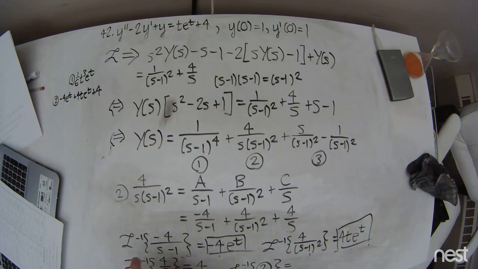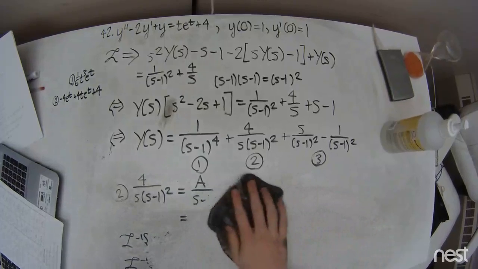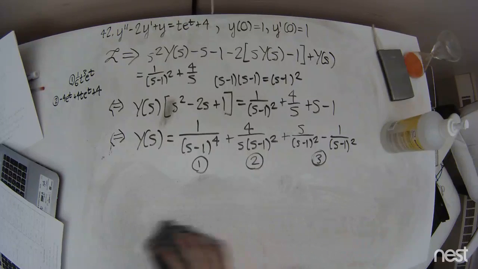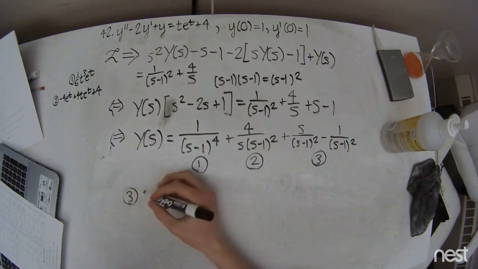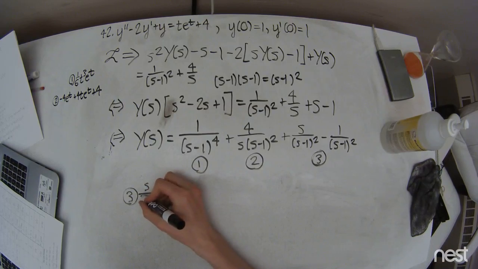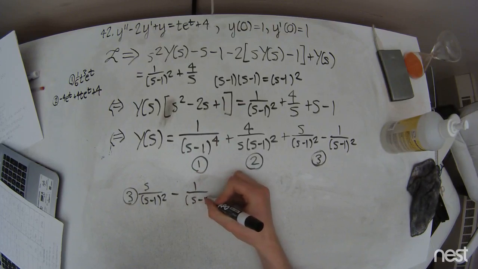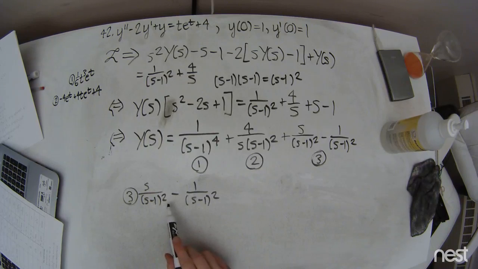Okay. So now we just have to solve part 3 of this, which won't be too bad. The main thing here is to try and force this first term, s over s minus 1 squared, to look like something that we recognize on the table. Because right now, it doesn't really look like that.